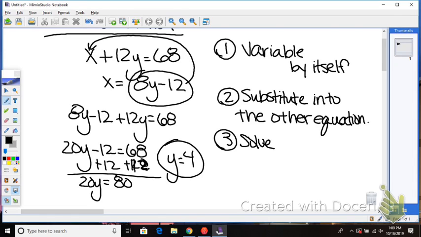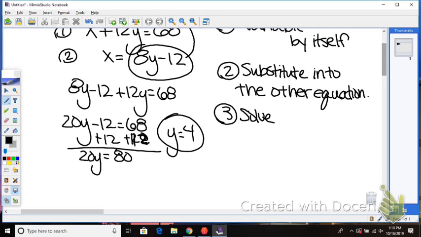We need to know x and y because what are we finding on the graph? The point where they cross. So I need a point, an x and a y. I found the y. Now I can plug the y into either equation 1 or equation 2 and solve. I would probably plug into number 2 because x is already solved for. So here it's just doing math, not algebra. It doesn't matter which one you plug into. So I have x is equal to 8 times 4 minus 12. 8 times 4 is 32, minus 12. So x is equal to 20.